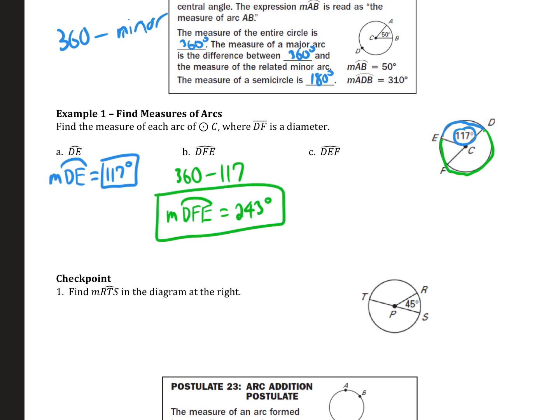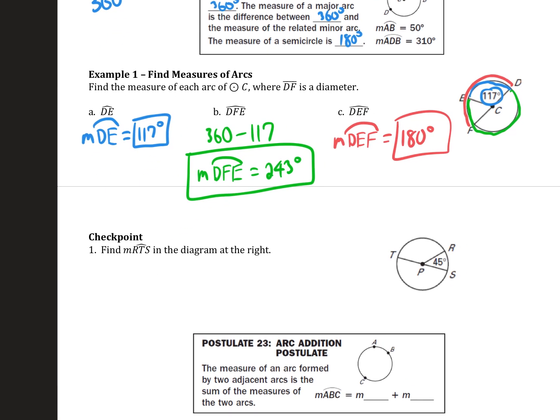All right, and then DEF. DEF is this way, and it looks like a semicircle. How many degrees is that going to be? The measure of arc DEF is going to be equal to 180 degrees. It's a semicircle. Okay, and there we go.